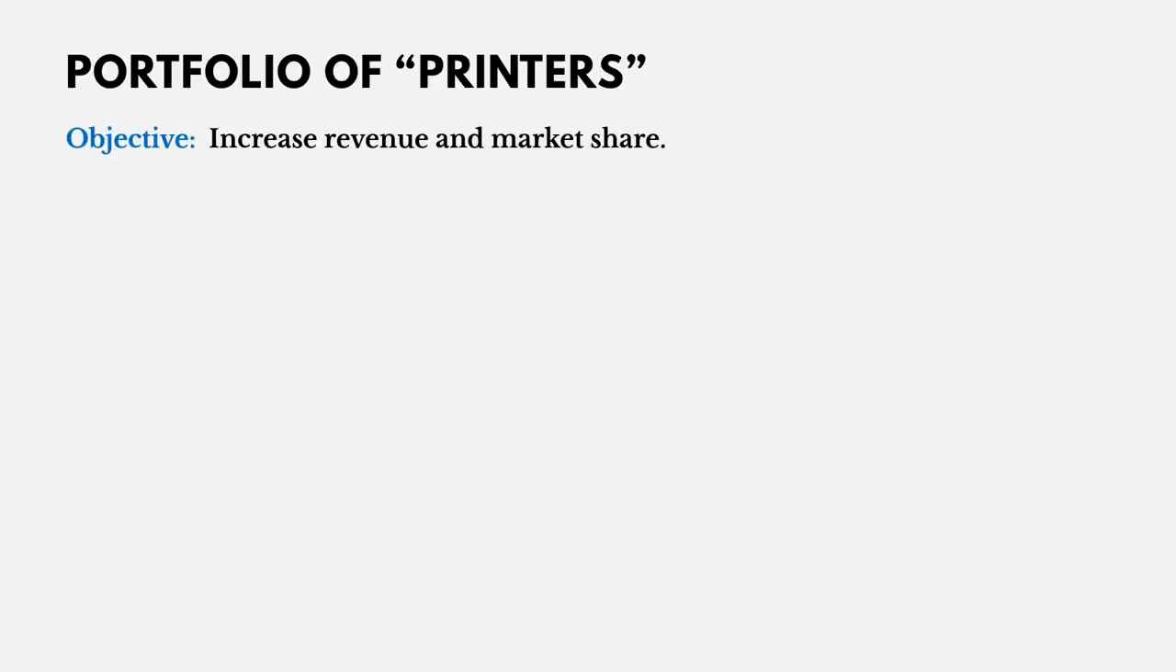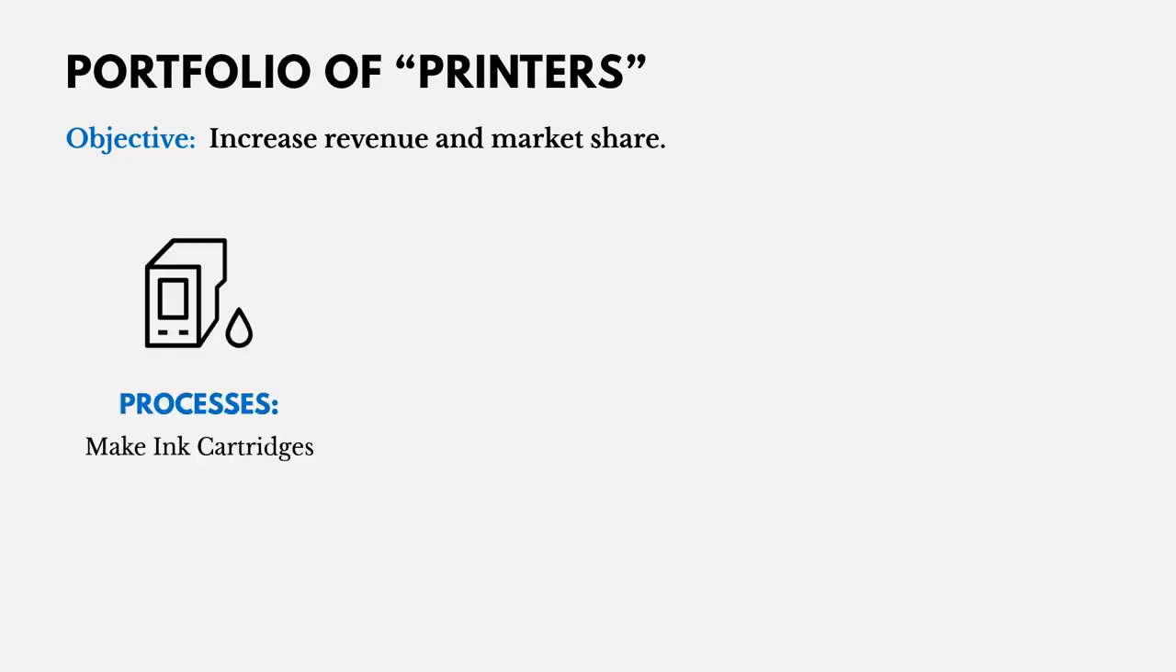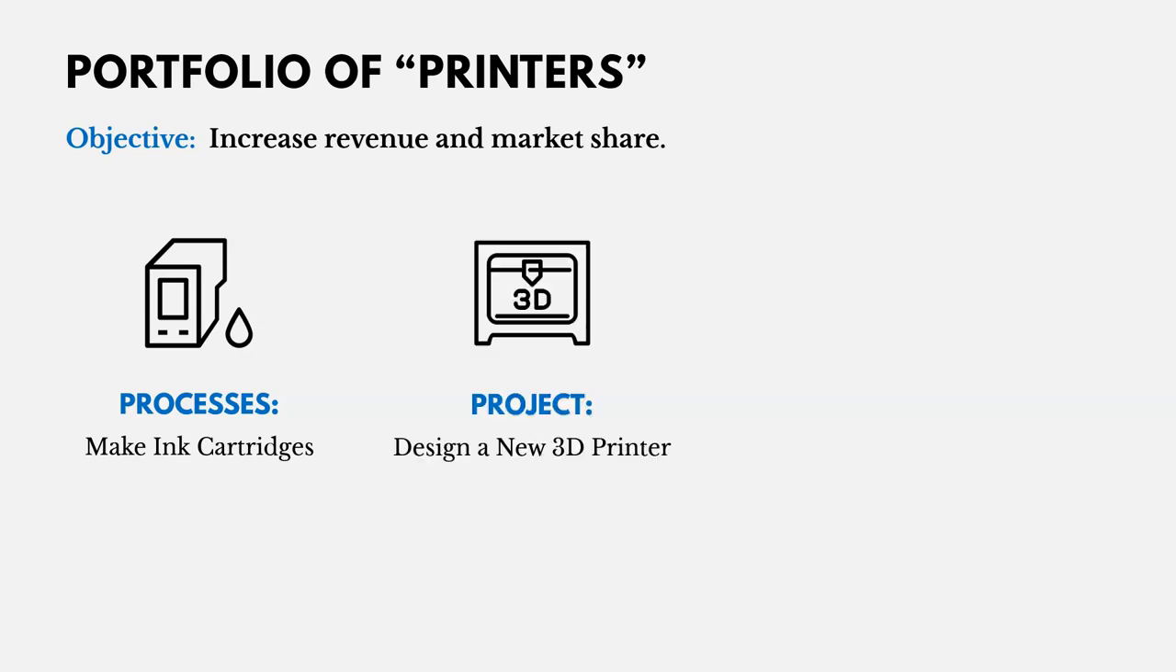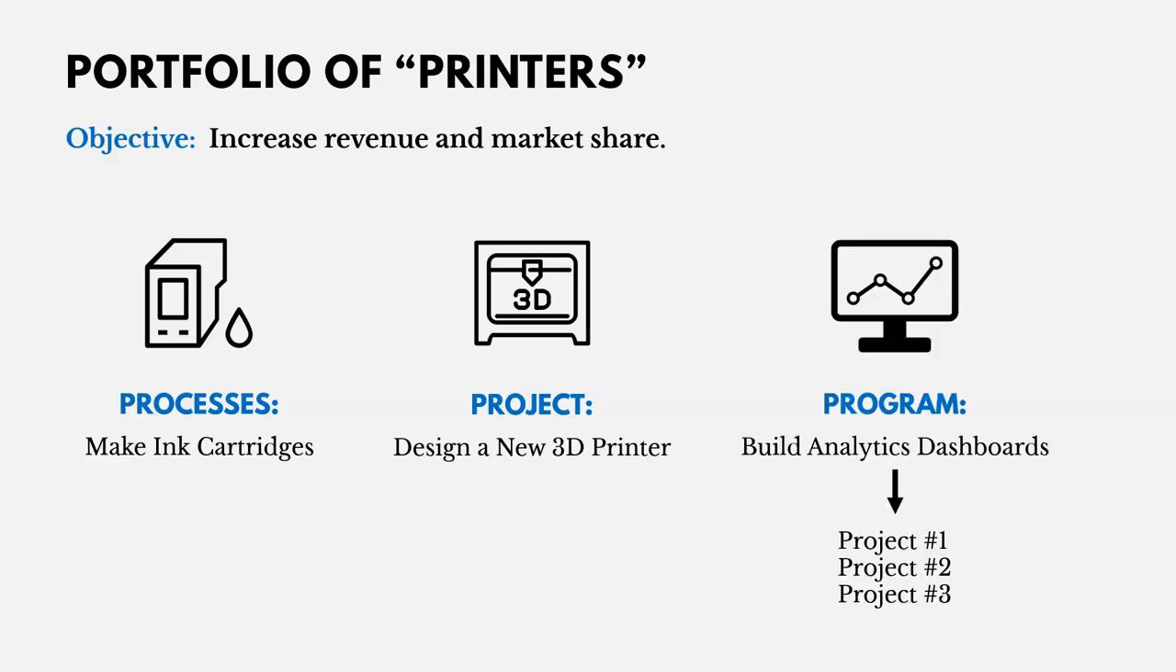Now here's an example of a portfolio. You might have a portfolio of printers, if you sell those, with an overall objective to increase revenue and market share for your printers. Now you might have processes in that portfolio, just normal ongoing activities to make ink cartridges. Then you might have a project to design a new 3D printer. And then you might also have a program. So this portfolio has processes, projects, and programs. And now the program might be to build analytics dashboards, and you have a lot of different dashboards that you're putting together. Now the difference between a portfolio and a program is that a program has to have projects that are similar. A portfolio doesn't. The projects can be different as long as they help fulfill the same objective.